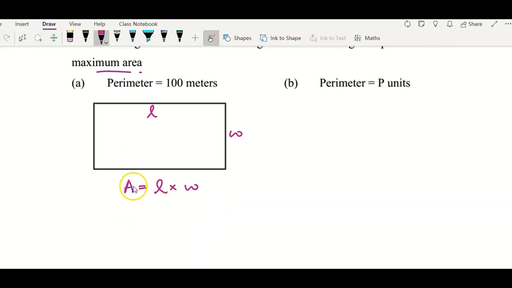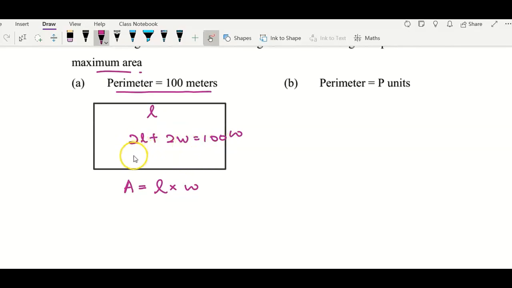And now to get the maximum A, I need to find dA/dL or dA/dW, right? So we want to leave either L or W in our expression. We are going to dump one of them. So how do we dump one of the variables? I'm going to use this information. The perimeter equals 100 meters, meaning I want to form an equation from this. Perimeter means we add up all the lengths of the edges of the rectangle. So I get 2L plus 2W equals 100.